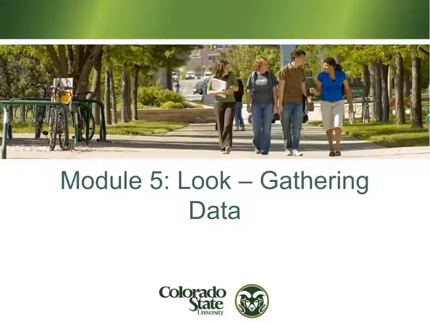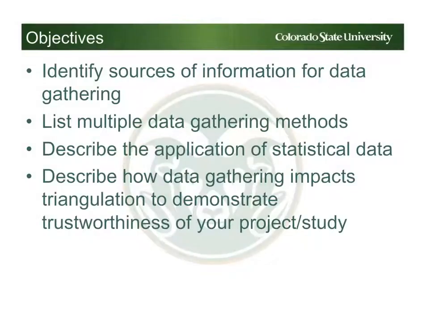The steps we cover in this module and in Chapter 4 of the text are steps you will take and document in your group proposal. This week, we want to accomplish the following. Identify sources of information for data gathering, list multiple data gathering methods, describe the application of statistical data, and describe how data gathering impacts triangulation to demonstrate trustworthiness of your project or study. Let's move on to the next slide to talk about gathering data.